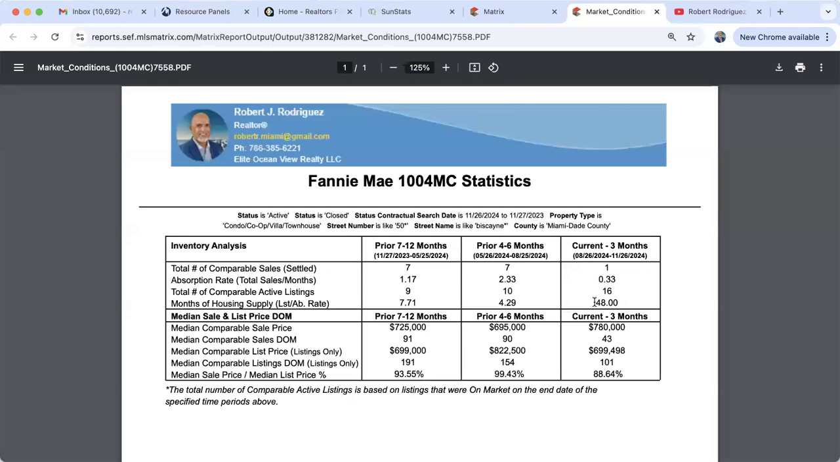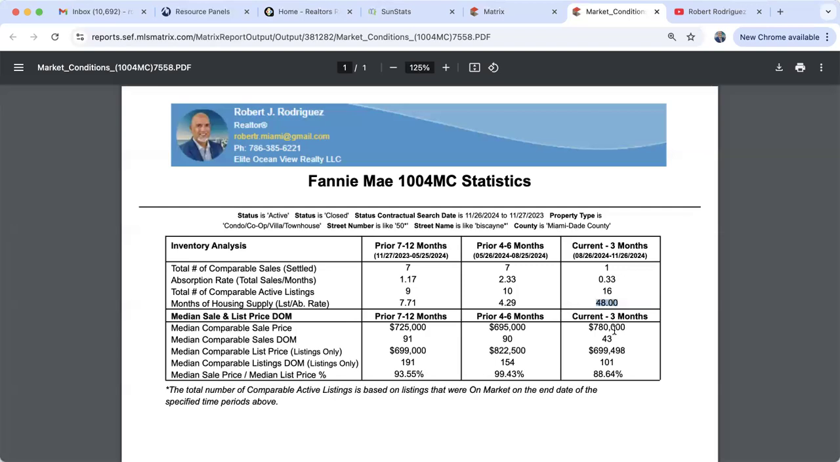All right. We're looking at a 48-month inventory. We've only sold one property in the last 3 months, and there are 16 properties for sale. Okay. However, it just doesn't make sense. All right. The sales prices are higher, right? 725, 695, up to 780. Of course, you only have one property. So that one property sold for 780.